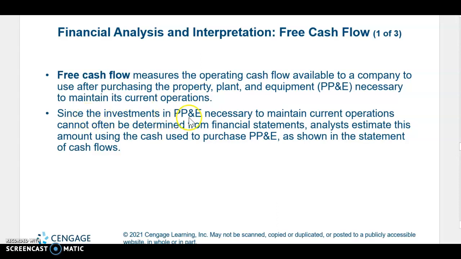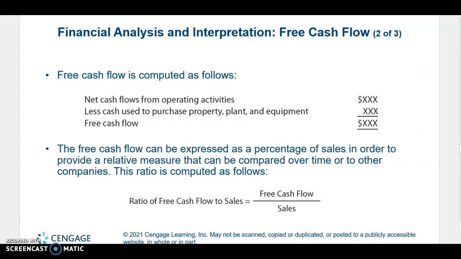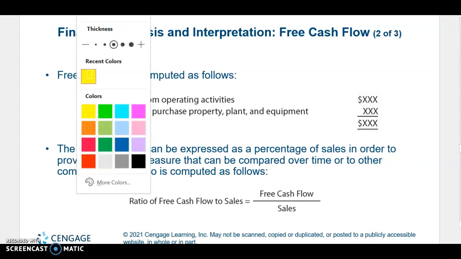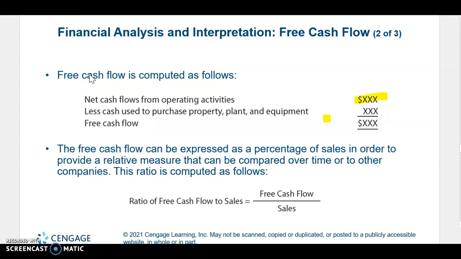Property, plant, and equipment is referred to as PP&E. Since the investments in PP&E necessary to maintain the current operations cannot often be determined from financial statements, analysts estimate this amount using the cash used to purchase PP&E as shown in the statement of cash flows. So we have net cash flow from operating activities, less the cash purchase for PP&E, and that gets us to our free cash flow.